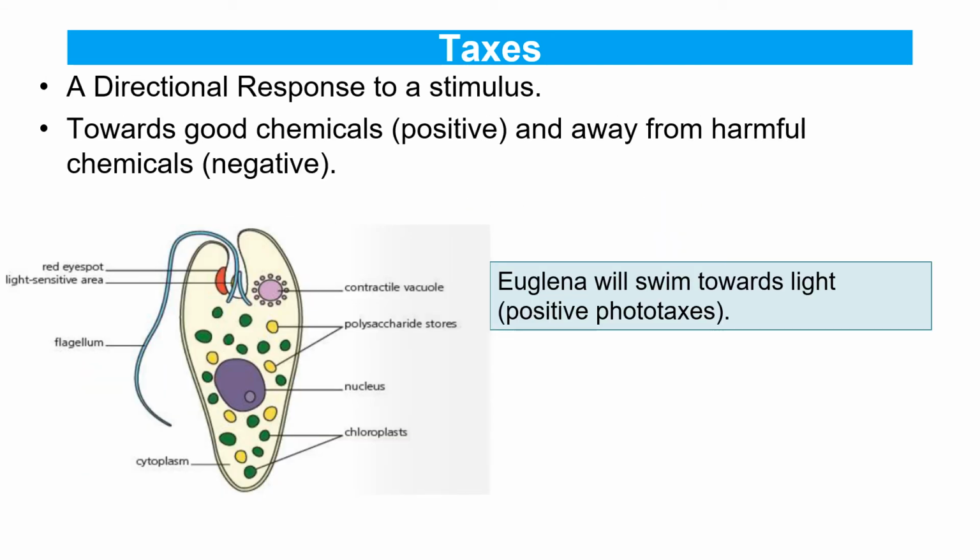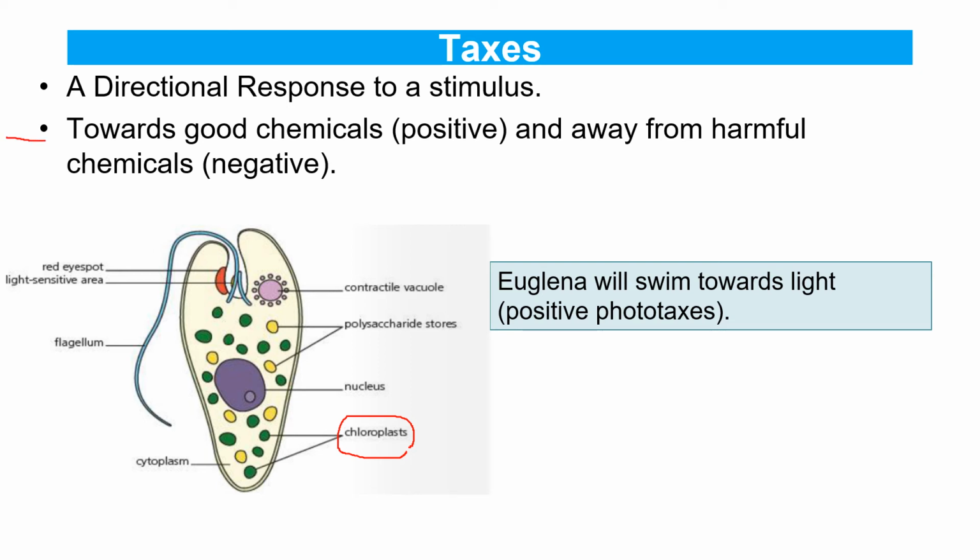And then a bit more advanced is something called taxis. I always think of this as you get a taxi to go somewhere particularly. So this is a directional response to a stimulus. So for example, something like the euglena, which is a type of algae, will swim towards light, which is called positive phototaxis, and it will do this because the euglena has chloroplasts, so it wants to photosynthesise, so therefore it does positive phototaxis, swimming towards the light to gain the light that it needs and aid its survival.